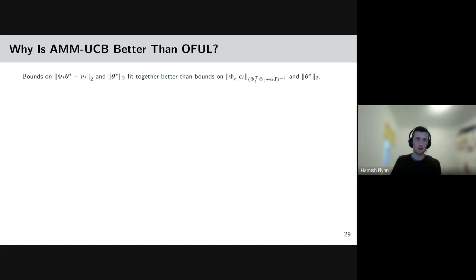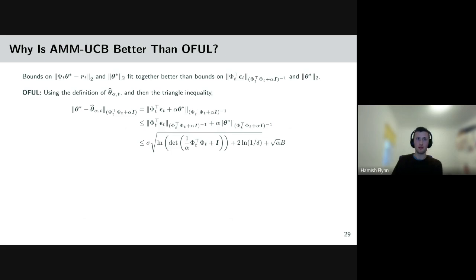And the short answer is that bounds on the norms of epsilon t and theta star fit together a bit nicer, or a bit better, than bounds on the norms of the projection of epsilon t and theta star.